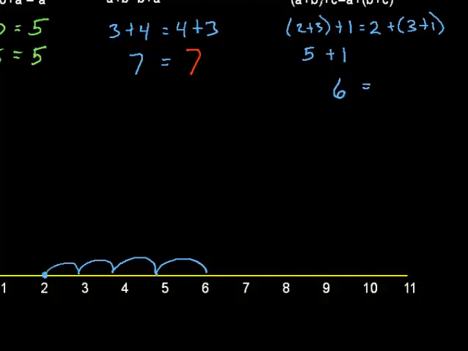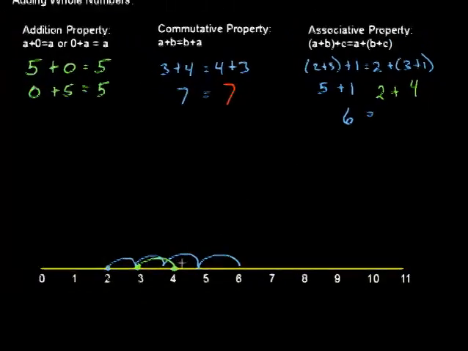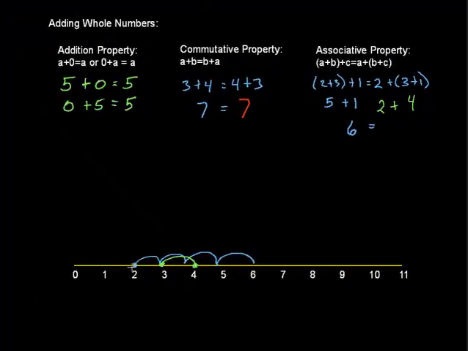And now let's try the other side. So if we start out with 3 plus 1, so if we're at 3, we add 1, we'll end up with 4. And then 2 plus 4, so if we start at 2, 1, 2, 3, 4, and we end up with 6 again. So 6 equals 6. So it doesn't matter which way you group the numbers, as long as they're all addition, they'll come up to the same answer.